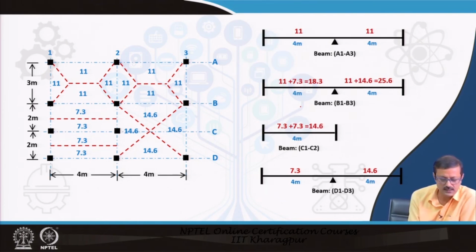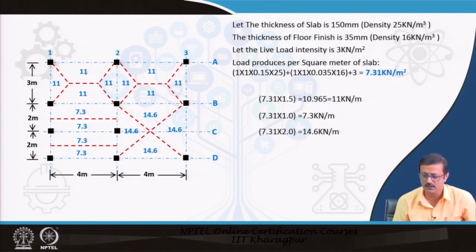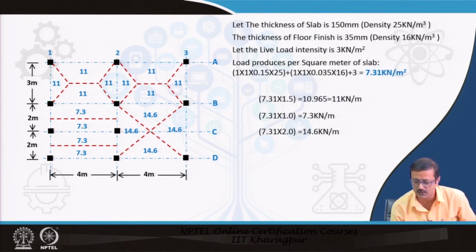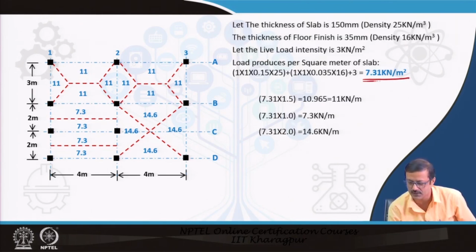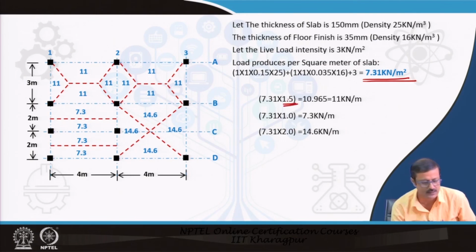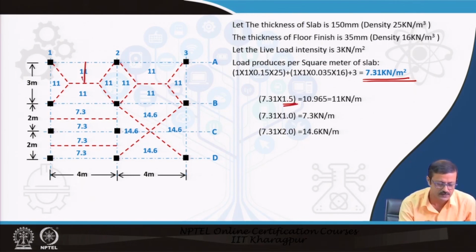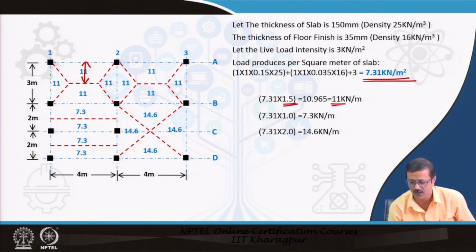So, see, this is 11, this is 11. How did I get the 11? Because 7.31 is the intensity of the load, and 1.5 is the depth. This 1.5 is this depth, right? Half of this 3. So, I got almost 11, 10.9, like that I got all the depths and all. So, from that point of view, I found out all the loads.